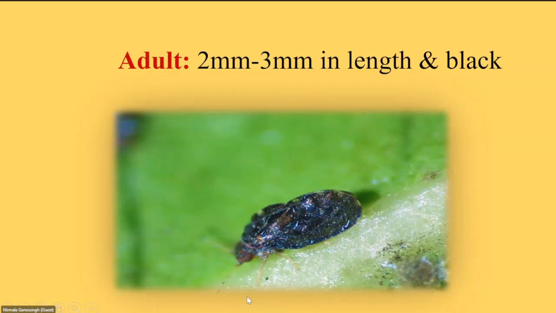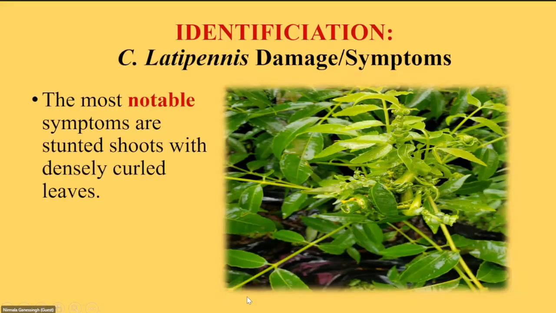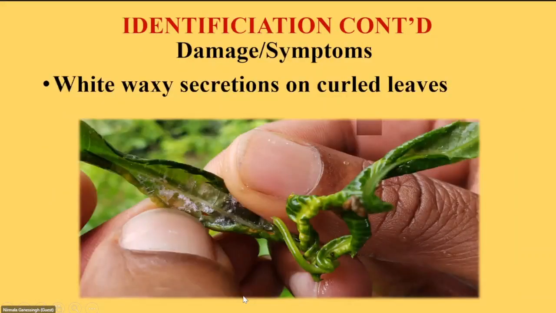So how do we identify this pest on the host plant Pommecythere? What damage and symptoms are observed on the plant? The most notable symptoms are stunted shoots with densely curled leaves, as seen in the photo. Identification, continuing the damage and symptoms observed on Pommecythere plants: you would observe white waxy secretions on curled leaves as shown in the photo.